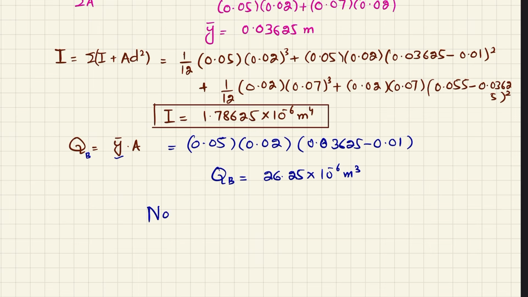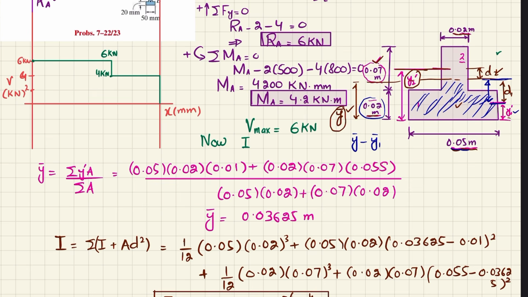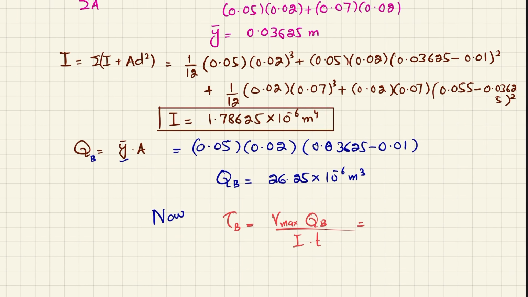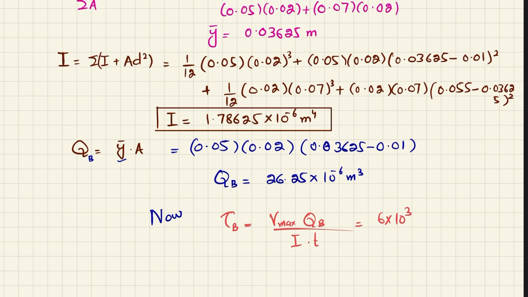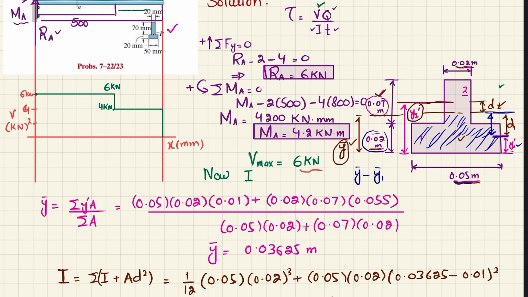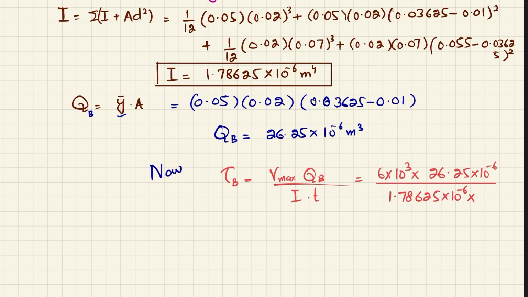Now you have all the values, you can just put them in the formula. Shearing stress at point B is equal to V max into QB divided by I into T. So V max from the shear force diagram is 6 kilonewton. So I will write 6 kilonewton. So 6 into 10 to the power 3 multiplied by QB, which is 26.25 into 10 to the power minus 6, divided by I, which is 1.78625 into 10 to the power minus 6, and T is this thickness, which is 0.02.